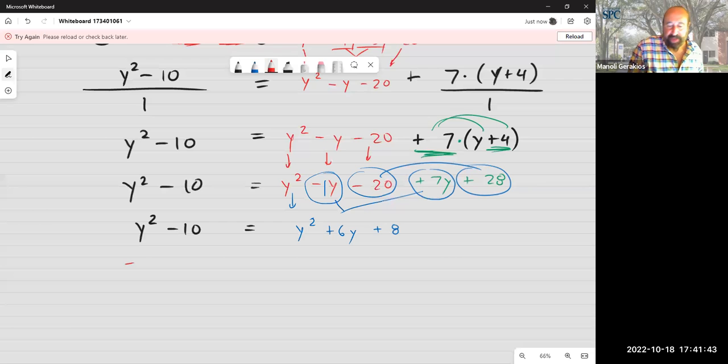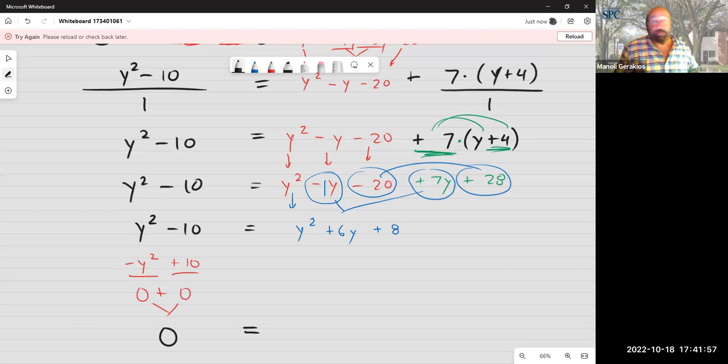I'm going to do it on the left side, since there are fewer terms. If I subtract y squared from the left side and add 10 to the left side, we're going to get 0 plus 0, and that's going to be 0 on the left side. This is going to create standard form for a quadratic equation. So I've got to balance the equation by subtracting y squared and adding 10 to the right side. We're doing the same things we did to the left side to make 0.